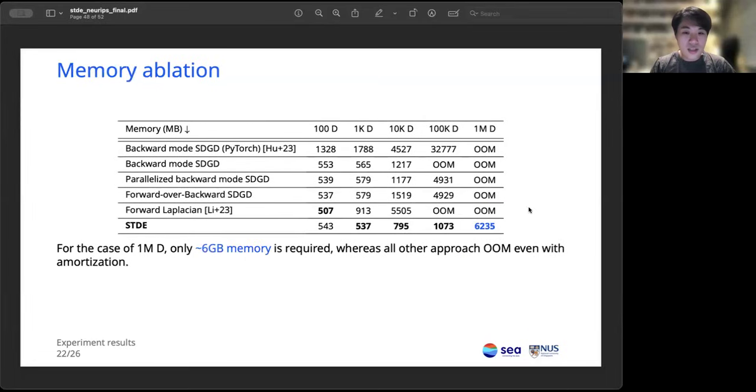Here is the table with the actual memory count. You can see that even at 1 million dimensions, our method only uses about 6 gigabytes of memory. So we can still push it higher. In the end, we managed to do 5 million dimensions on a single A100 GPU.